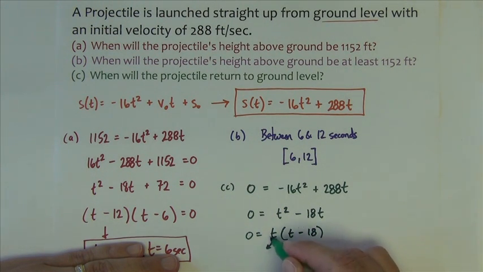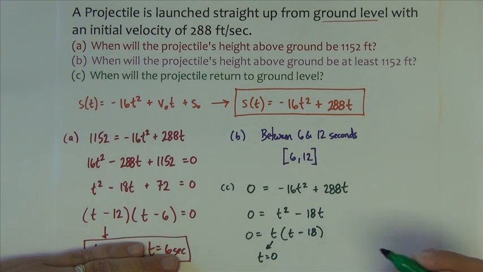So it's at the ground when t equals 0. That makes sense because it starts at the ground and time starts at 0. And it also hits the ground after 18 seconds.